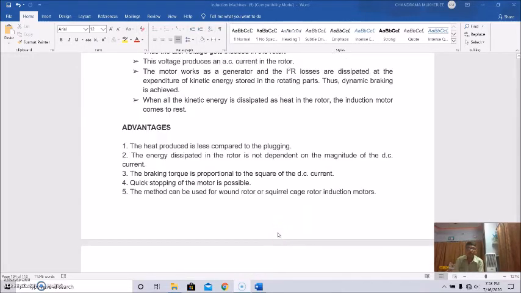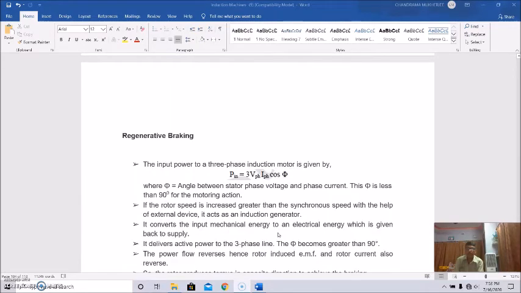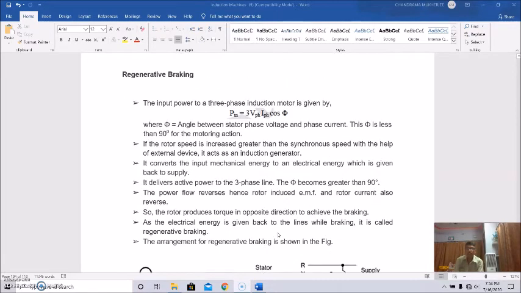So that's all about DC dynamic braking. Now we'll discuss regenerative braking. Basically, we know the input power of a three-phase induction motor is given by input power equal to 3 times the phase voltage into phase current and the cos of the angle between the phase voltage and the current.